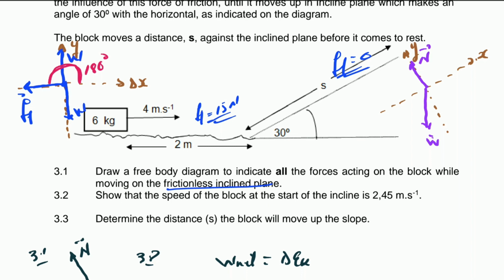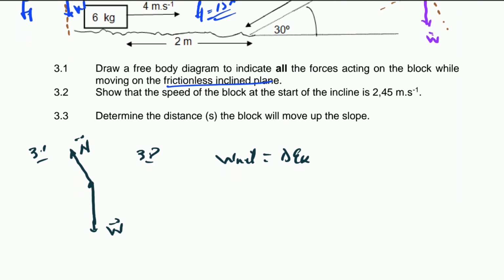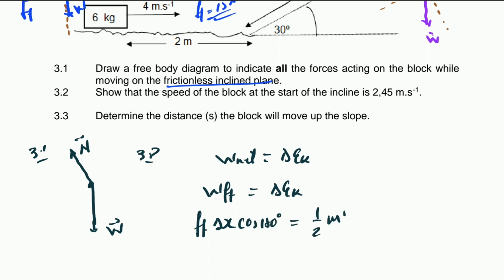Weight does not do work here. This one here is normal, this is N, and the normal force does not do work. So the only force that does work is the frictional force. So in other words, the net work will correspond to the work of the frictional force, and this is equal to the change in kinetic energy. This one is frictional force multiplied by displacement multiplied by the cosine of 180 degrees, and this one is half m final speed squared minus half m initial speed squared.